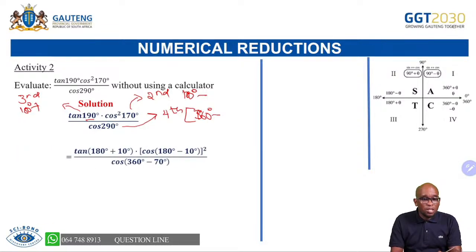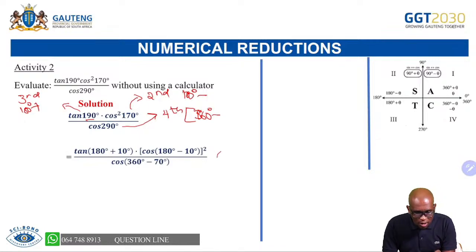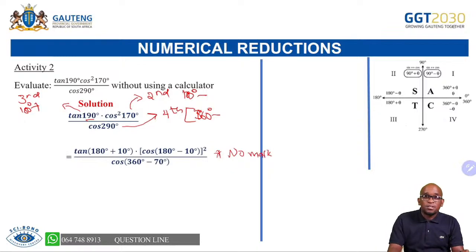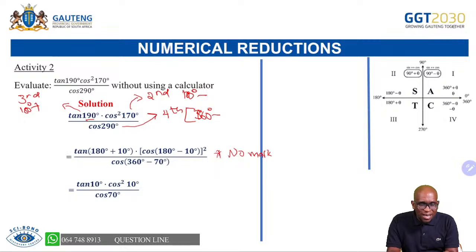Looking at that, you can see I've infused my reduction instructions. Remember, there is no mark for this. You don't get any mark for doing that, but it helps you to see the reduction instruction explicitly so that it can be easier for you to reduce. Now, let us reduce this. 180 plus is in the third quadrant and tan is positive in the third quadrant, so we are left with the tangent of 10 degrees.